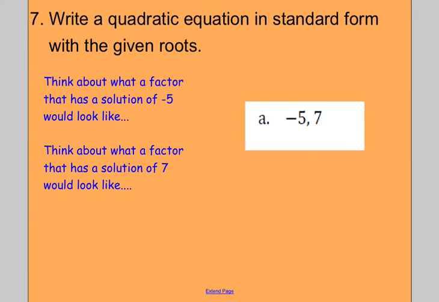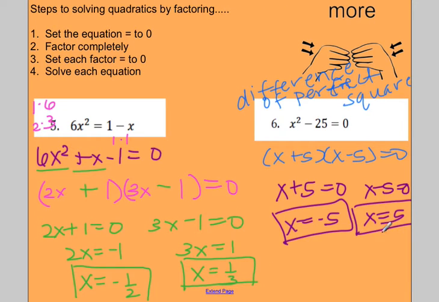Number 7. It's a little different. It says write a quadratic equation in standard form with the given roots. It says think about what a factor that has a solution of negative 5 would look like. Okay? So what they're saying is these are my answers. Like these were my answers here. And they want us to work backwards to figure out what our original equation was.